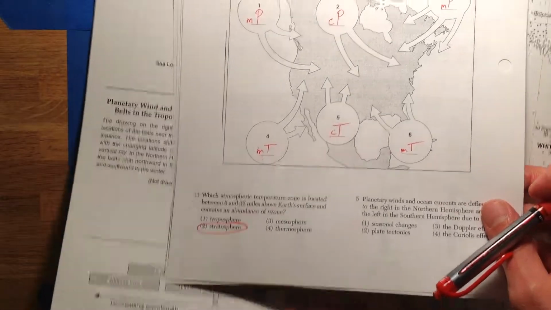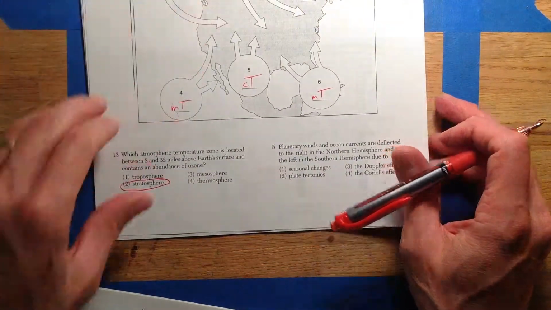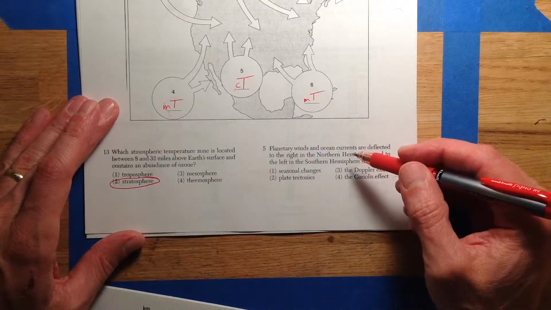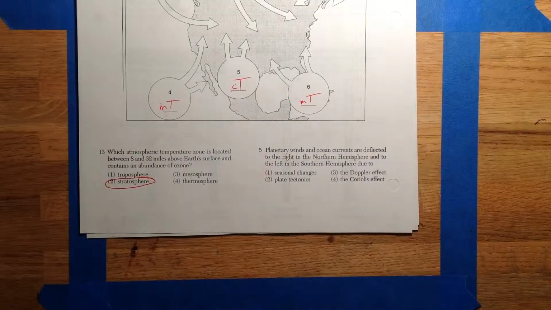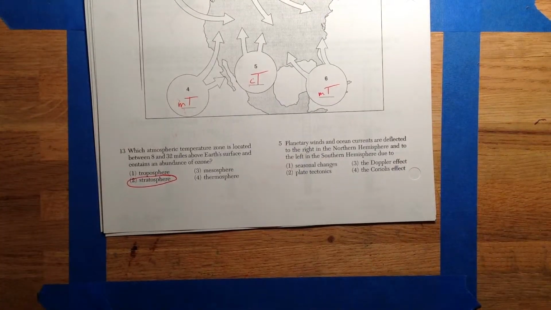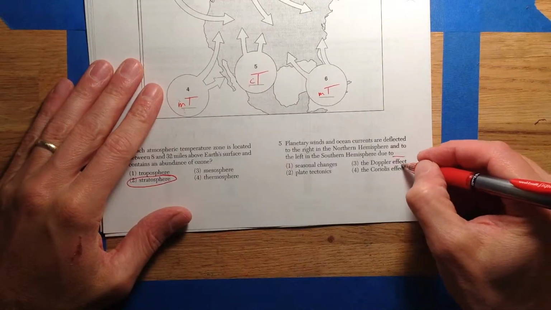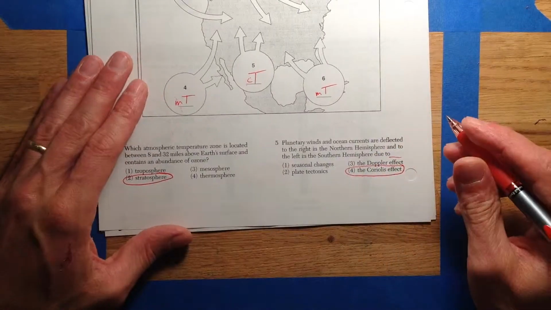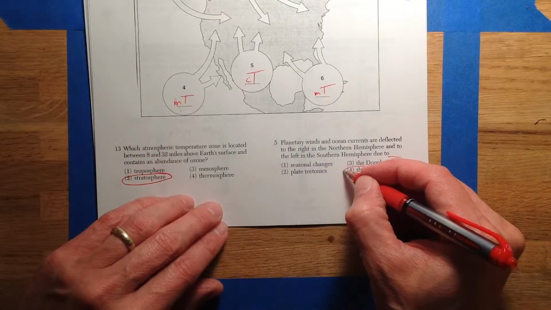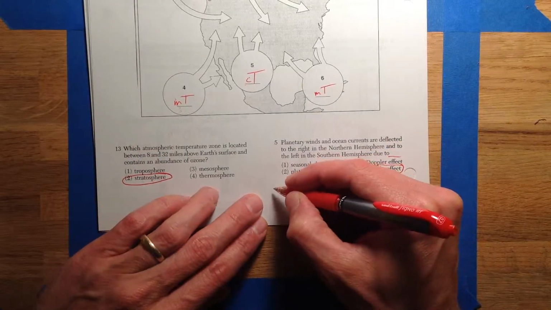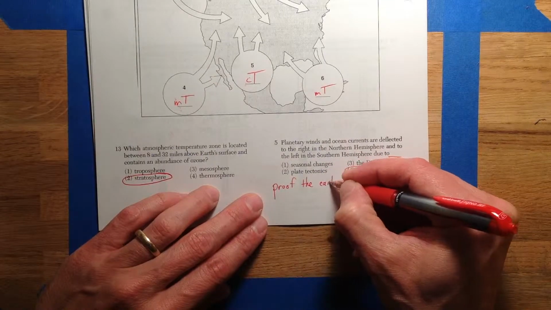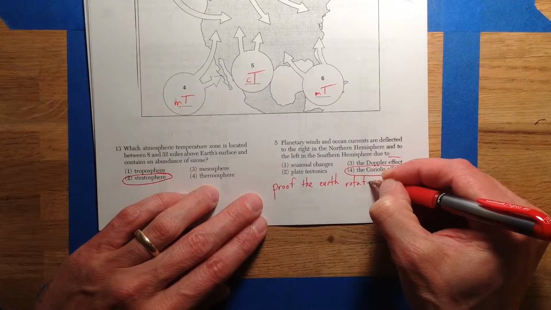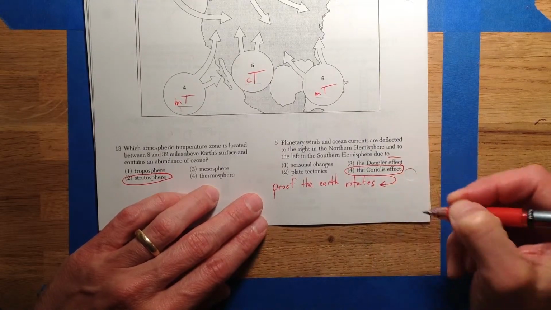And 5. This one gives kids some trouble. Planetary winds and ocean currents are deflected to the right in the northern hemisphere and to the left in the southern hemisphere due to, this is the deflection. In my class, we started this by rolling the student across the room, throwing a tennis ball, and that's the Coriolis effect. Doppler effect's later on in the year. Coriolis effect, you often see it as this: the curving of the winds is proof that Earth rotates, or is proof of Earth's rotation. It's also the Coriolis effect. You see that as well.